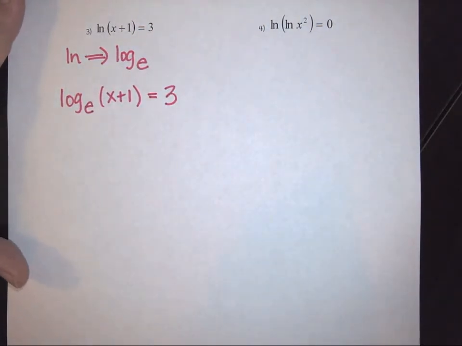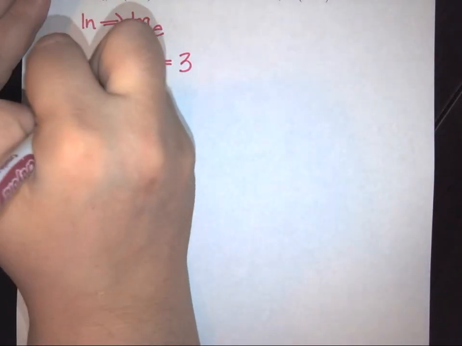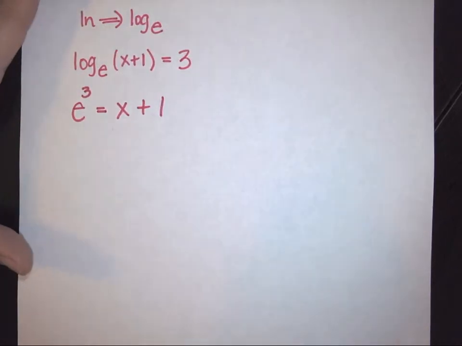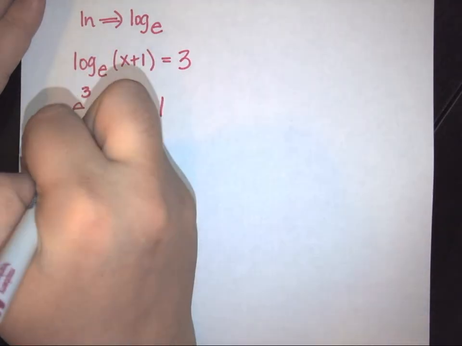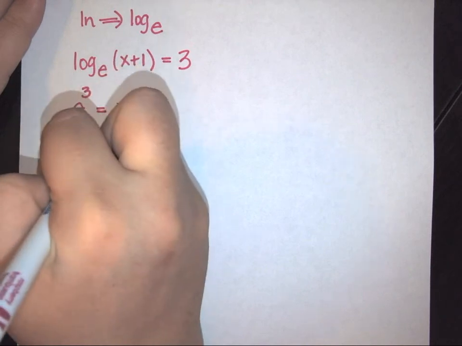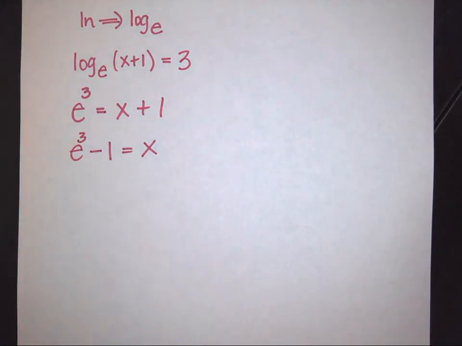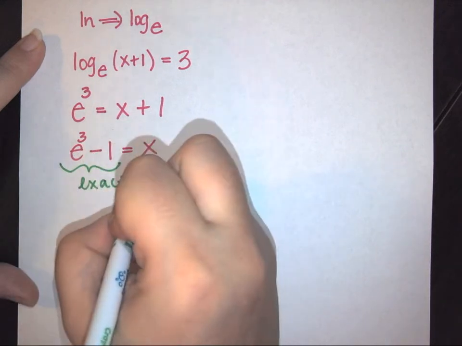And now we can interchange or rewrite the equation using the rule. So this becomes e to the 3 is equal to x plus 1. All we have to do in this case is simply subtract 1 from both sides. So we have e to the 3 minus 1 equals x. And this is called an exact answer. Okay, so what we're looking at here is an exact answer.